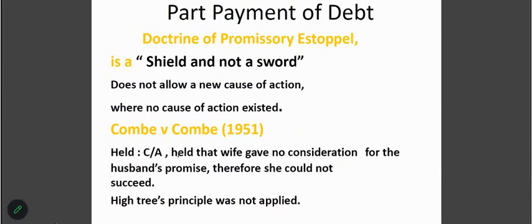Okay, the doctrine of promissory estoppel is a shield, not a sword. It does not allow a new cause of action where no cause of action existed. All right. That means to say, it's sort of an agreement at that juncture, the debt we pay only 20%, and the promisor agrees, no? Then in the end you have no case already. So in Combe v Combe, the judge held that the wife gave no consideration for the husband's promise. Therefore, she could not succeed. Okay.